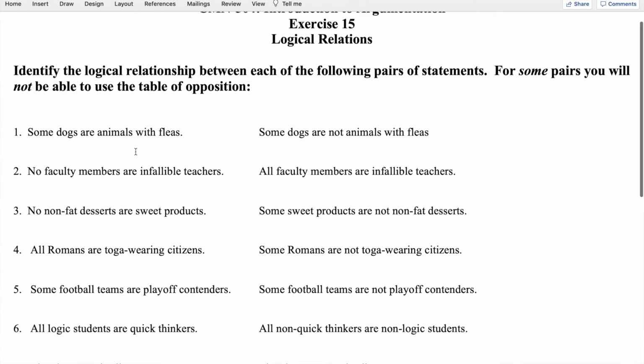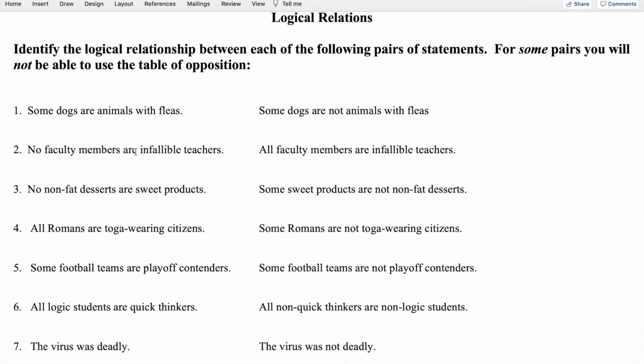So, number one, some dogs are animals with fleas, and some dogs are not animals with fleas. And you'll recognize here that both of these statements could be true at the same time, but their denials are incompatible. And so, in this case, the first pair are sub-contrary.